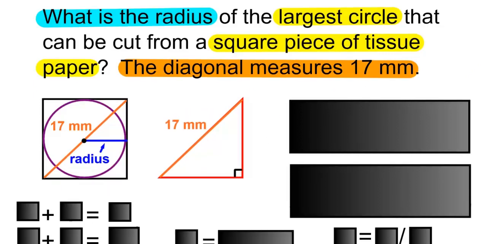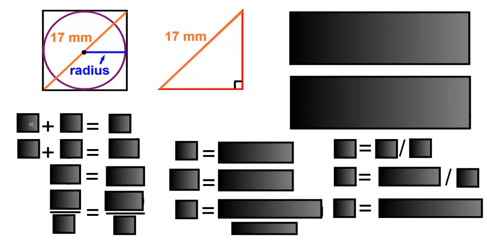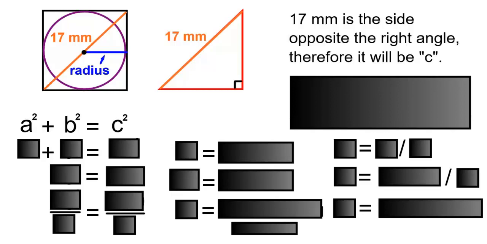If we have a right angle triangle, we can solve the unknown sides using Pythagorean theorem, which is a squared plus b squared is equal to c squared. Our c is going to be the line opposite of the right angle. So 17 millimeters is the side opposite of the right angle, and therefore the 17 will be our c. We'll call this side A, and we'll call this side B.